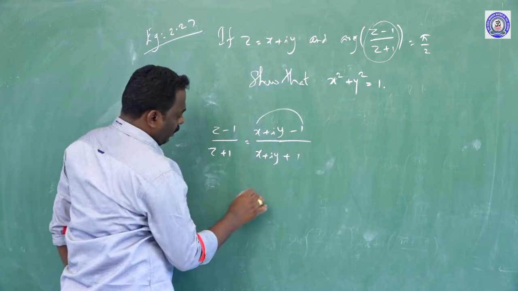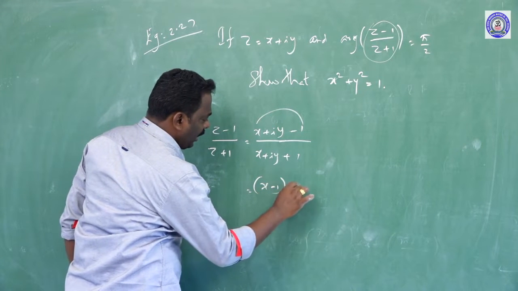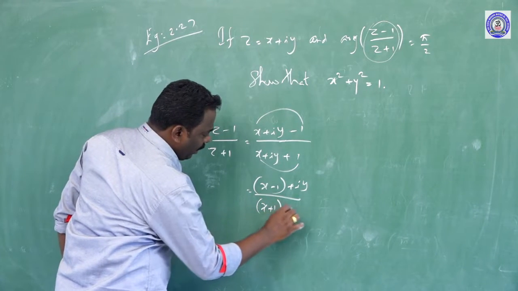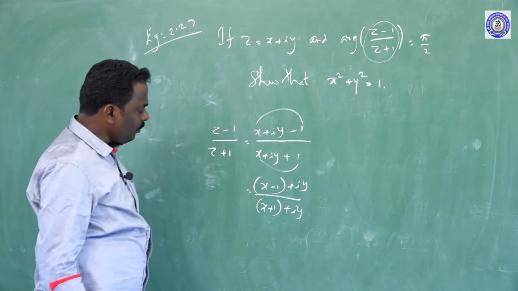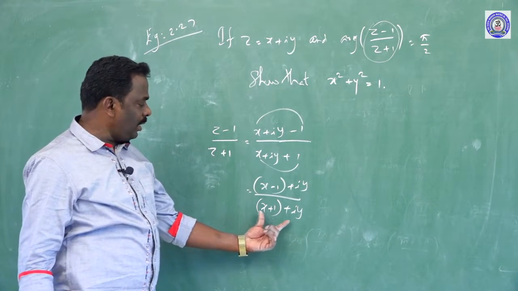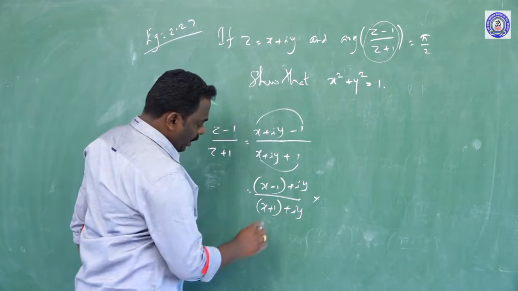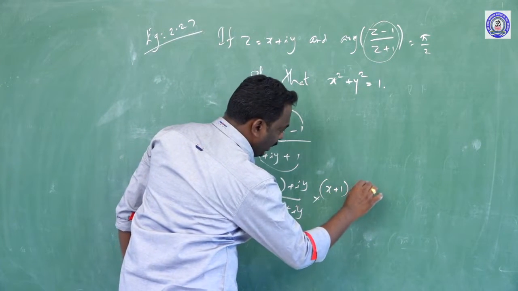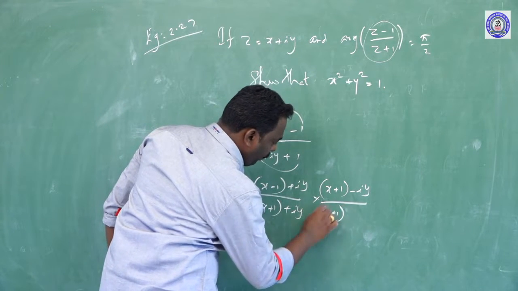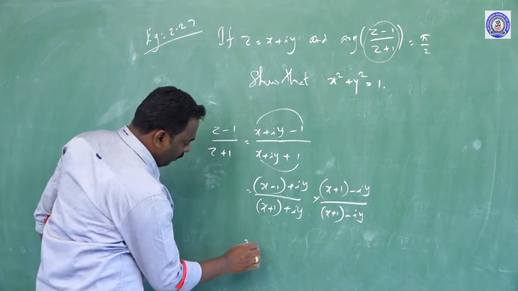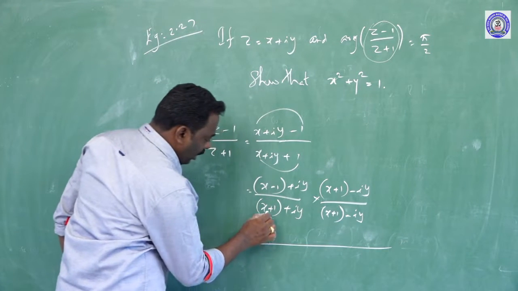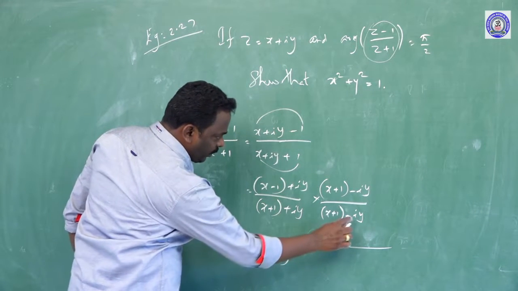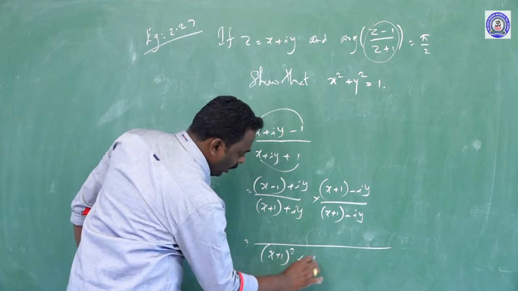Now adding the real terms: x − 1 plus i into y. Then adding the real term x + 1 plus i into y, the imaginary term. So again, to remove the complex number from the denominator, we take the conjugate form: (x + 1 − iy)/(x + 1 − iy). Now I am applying the a + b, a − b form. The denominator: a is (x + 1), the whole square, and iy is b, where i² equals minus, so plus y².